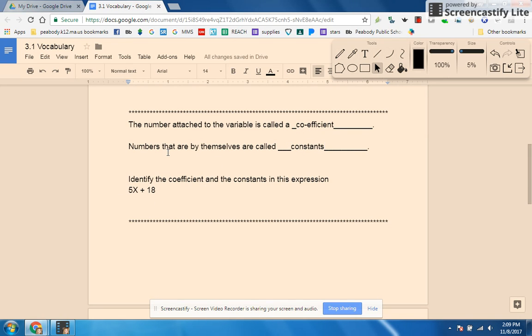So if I look at this example here, it says identify the coefficient and the constant. So again, the coefficient is the number attached to the variable. So that would be 5 because that's the number attached to the variable. And the constant is the number all by itself. So that would be the 18. Okay, so coefficient, number stuck to the letter. So not the letter, the number stuck to it. And then constant is the number all by itself.